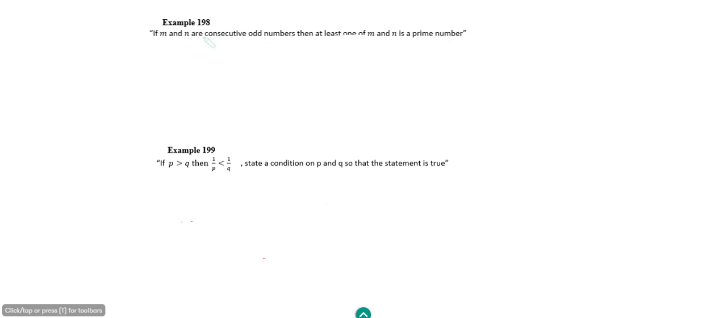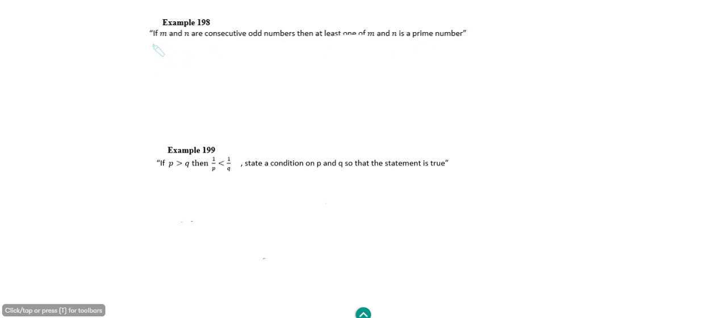We're going to continue to look at proof and disproof by counterexample. So this is example 198, and we're given the statement that if m and n are consecutive odd numbers, then at least one of m and n is a prime number. So we need to disprove this using a counterexample.